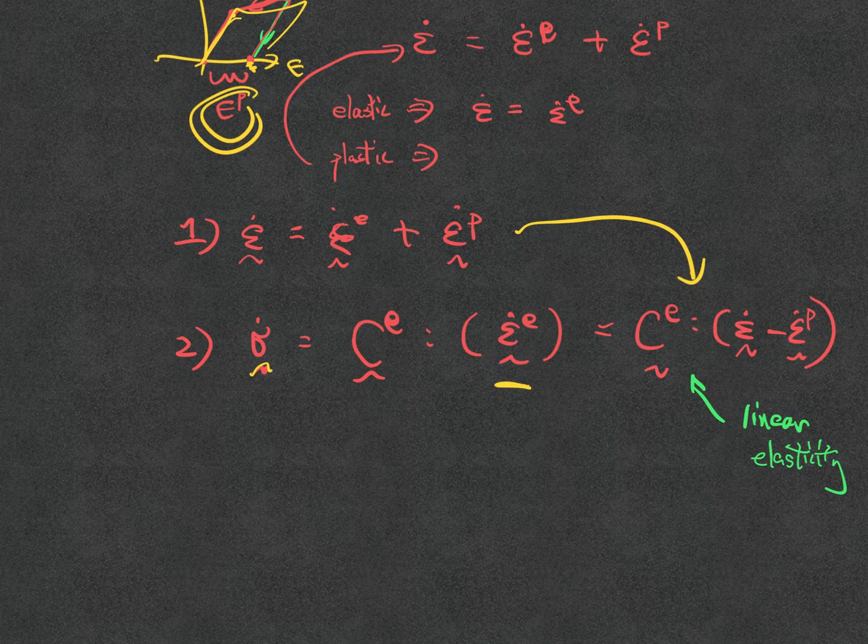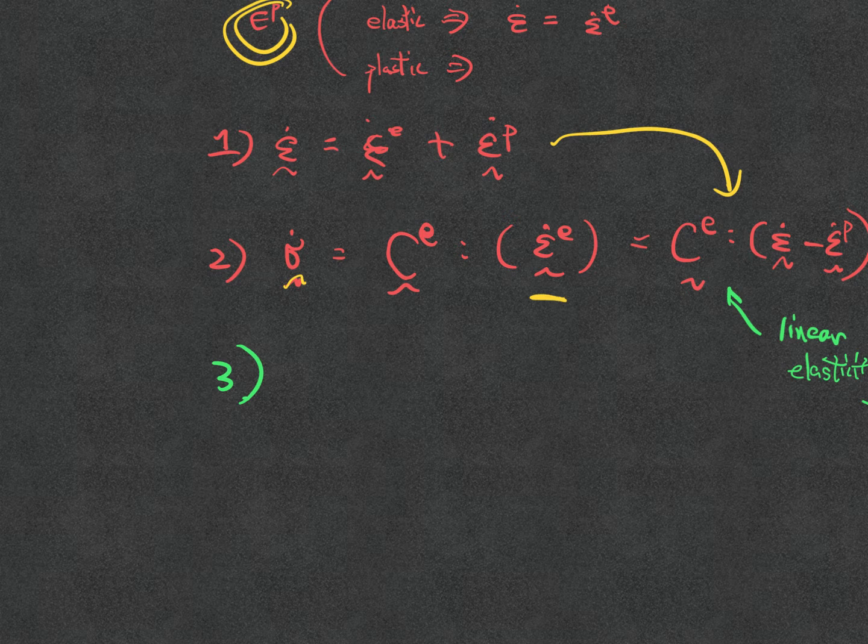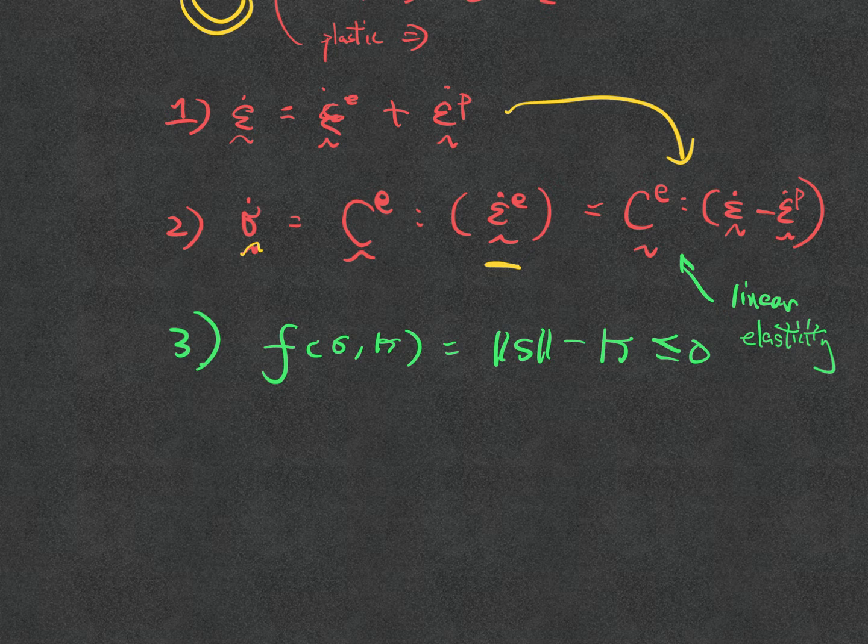Now there's another thing that is a little bit different, and I will use a different color. And that is called the yield surface. And the yield surface in J2 plasticity can simply be written as the norm of S minus kappa, smaller or equal to 0. Okay, so this is called the yield surface, or yield function if you like.